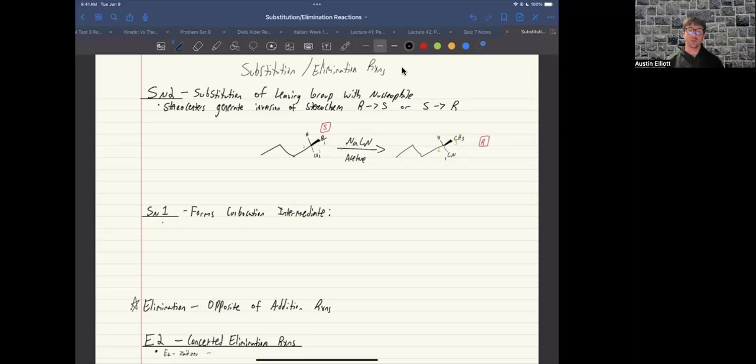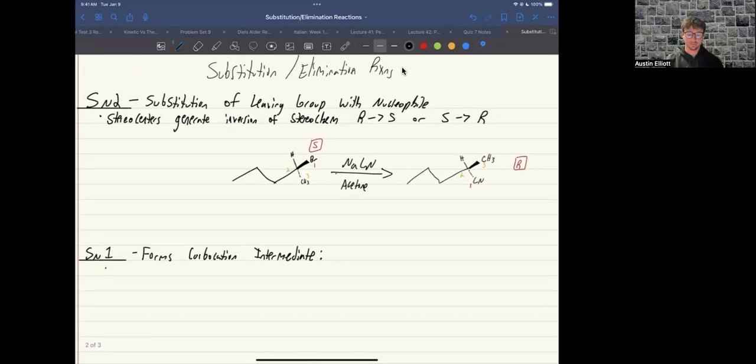With SN2, a really big thing to remember is that stereocenters generate inversion of stereochemistry. If you have an R molecule, or in this case, a molecule with an S on it, since we have a chiral center right there, we get S, and then we react it with a weak base. NaCN is one of our weak bases, acetone just being the solvent. When we do that reaction, we get an inversion of the stereochemistry to R. So be careful when you're doing SN2: if you see stereochemistry, you're going to have that inversion where your leaving group is. Being very careful with that.